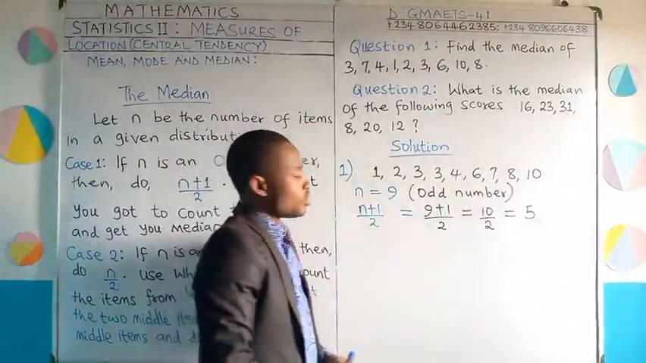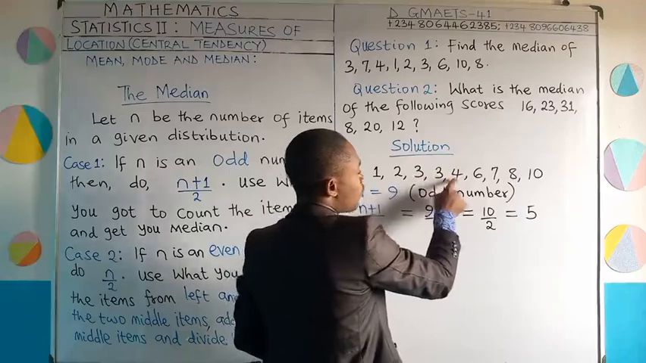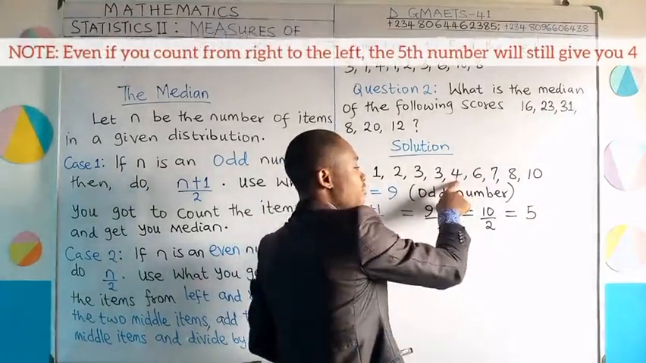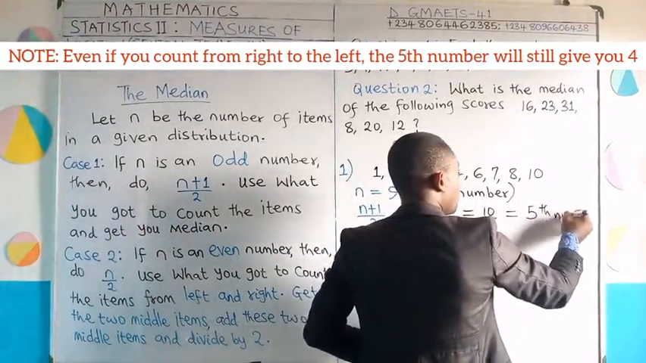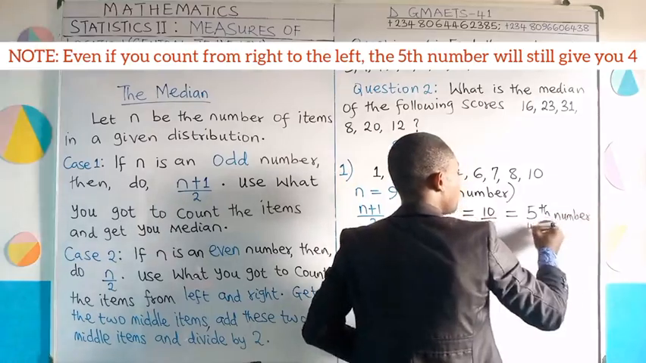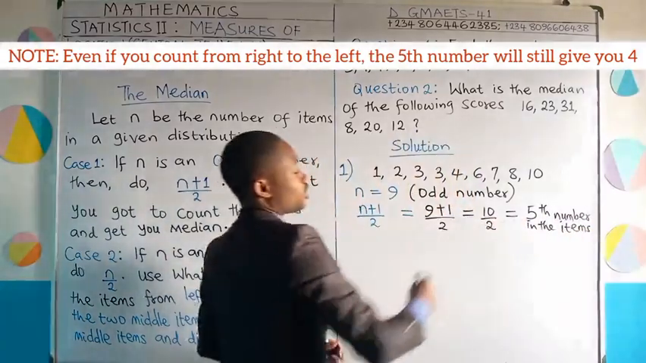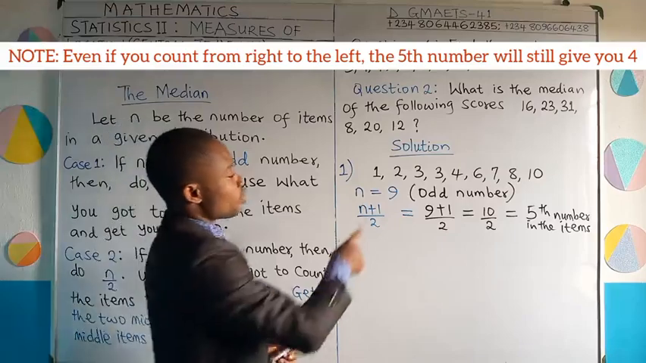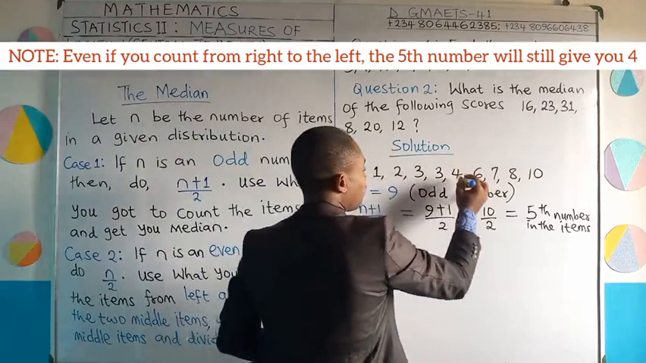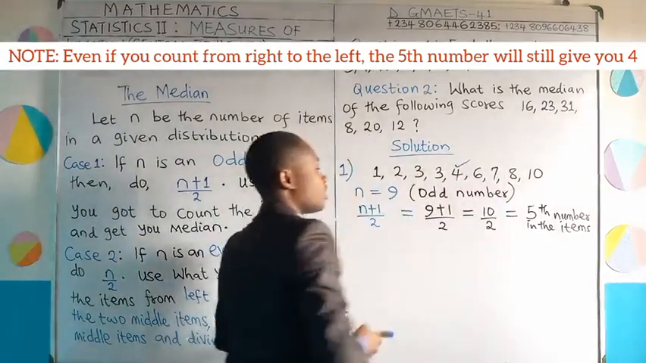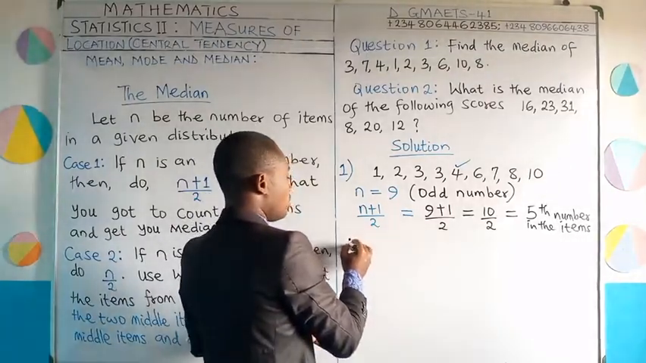Is that okay? So I will come to the distribution and count. 1, 2, 3, 4, 5. The fifth number gave me 4. So let me indicate the fifth number in the distribution, in the items. That's what this calculation is telling us. And so if you go and count, this will give you 1, 2, 3, 4, 5. Look at it. So let me tick it. I will now conclude simply that the median, therefore, is 4.